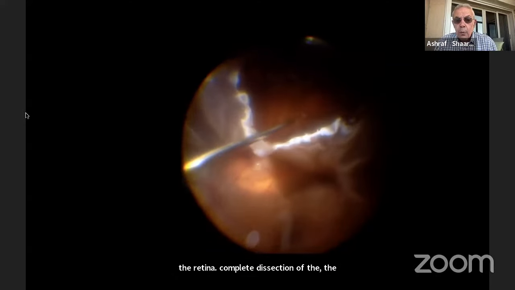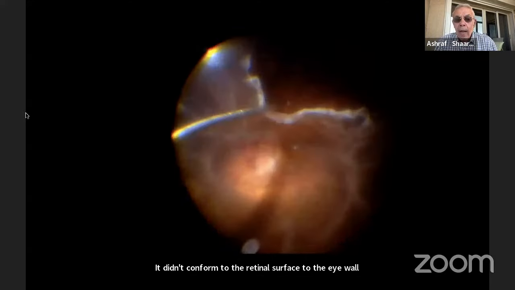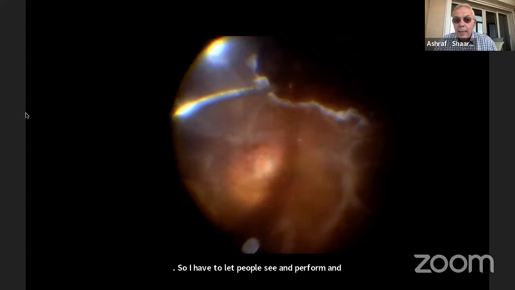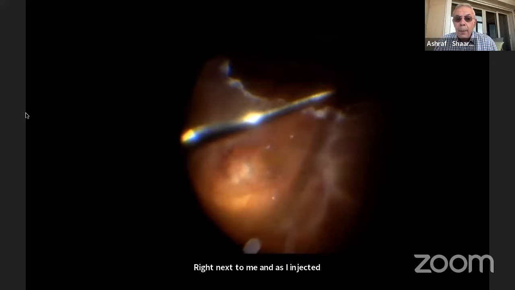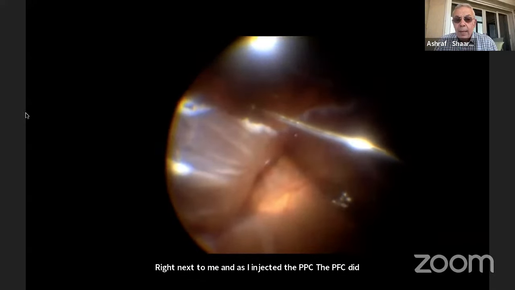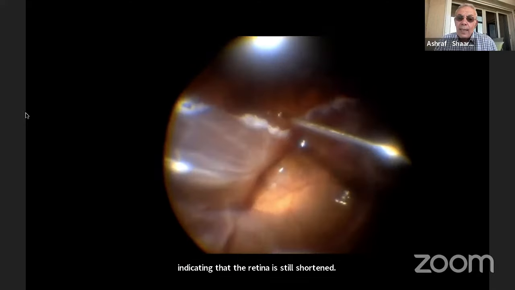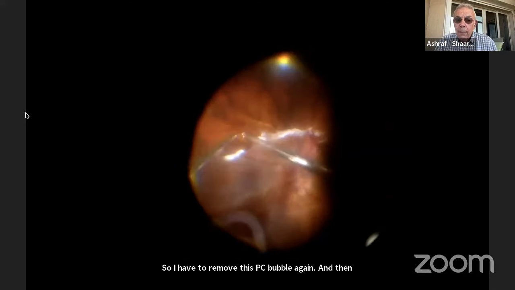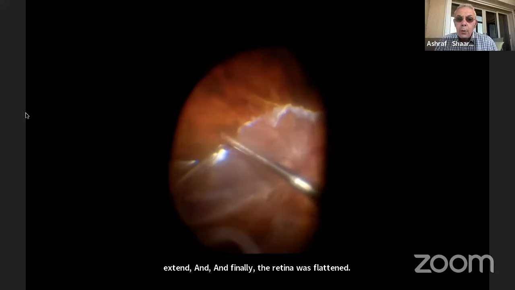It didn't conform to the eye wall, so I had to inject PFC and perform an inferior 180-degree retinectomy. As I injected, the PFC went back under the retina and elevated the retina, indicating that the retina was still shortened. So I had to remove this PFC bubble again, extend my retinectomy and re-inject PFC, and finally the retina was flattened and conformed to the eye wall.